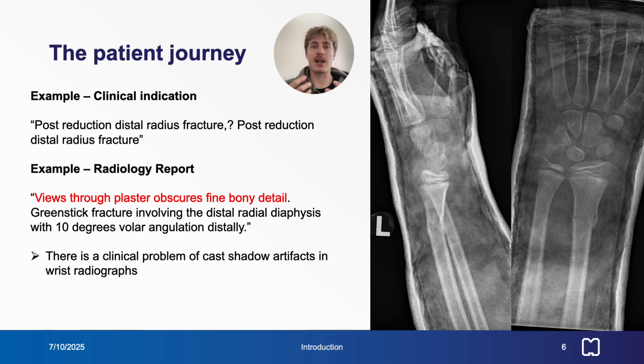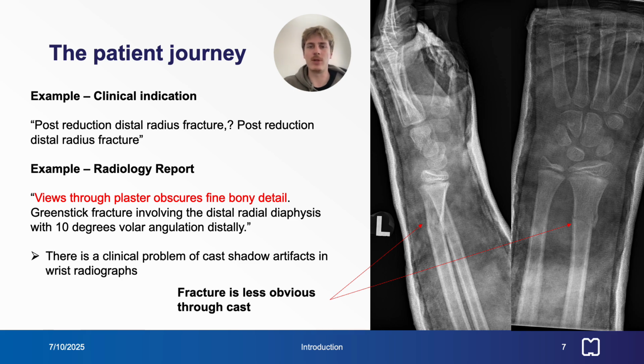So, there is a clinical problem of cast shadow artifacts in wrist x-rays. You can see in this example, in these images, that the fracture is a little bit less obvious through the cast, which is causing a degradation in image quality. It's hard to distinguish whether intensity changes are due to underlying anatomy or just because of the cast.